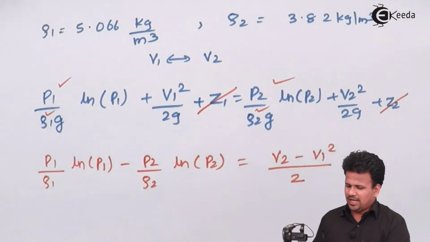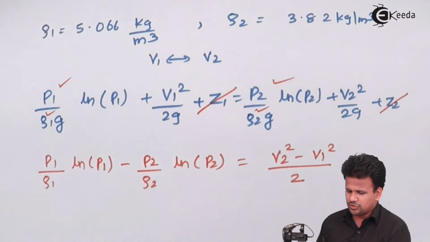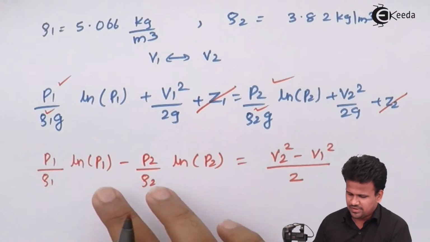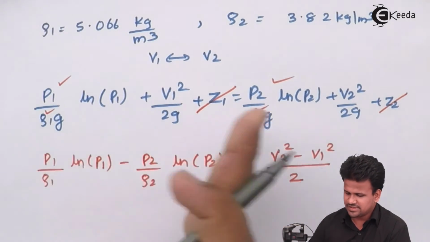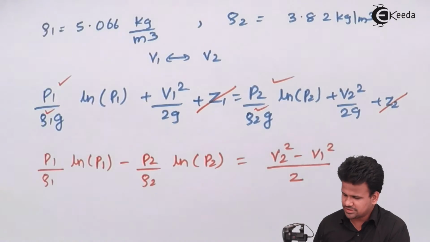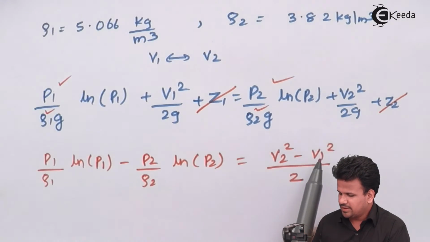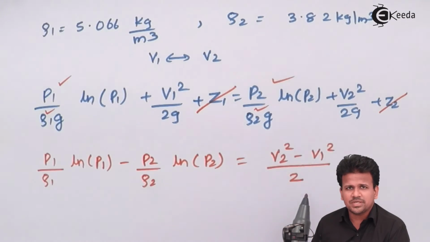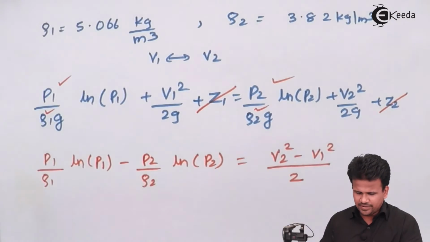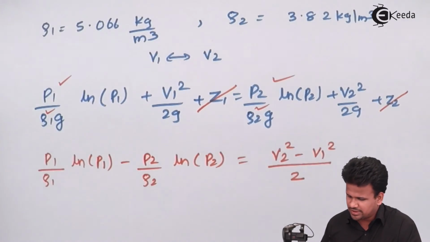Now you have this equation, v2 square minus v1 square upon 2. We can solve this. We have the values of P1, ρ1, P2, ρ2, so the left hand side we can solve and get a constant, but on the right hand side we have v2 and v1. So we need a relationship between v2 and v1. For that we'll use the continuity equation, which we already know.